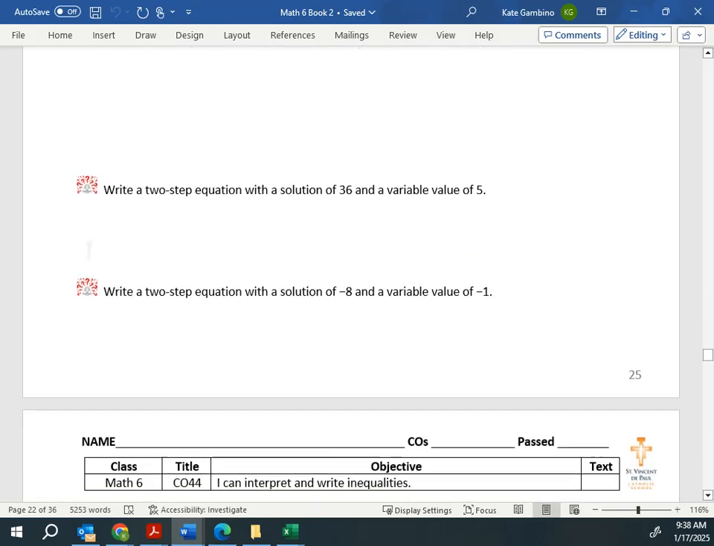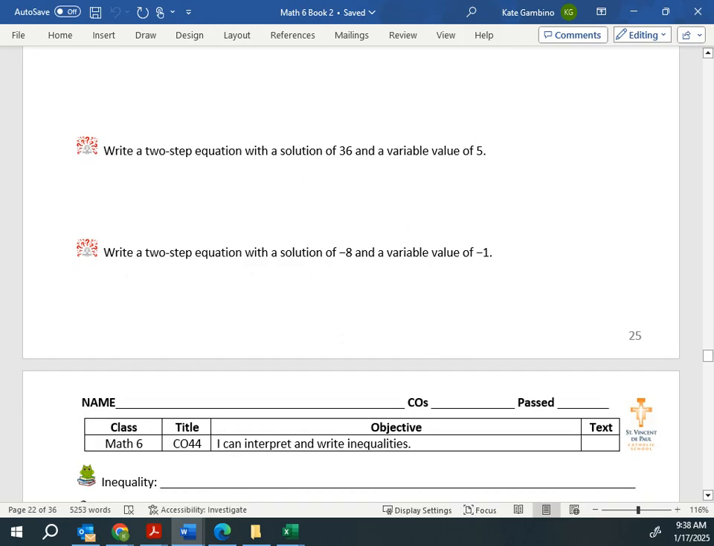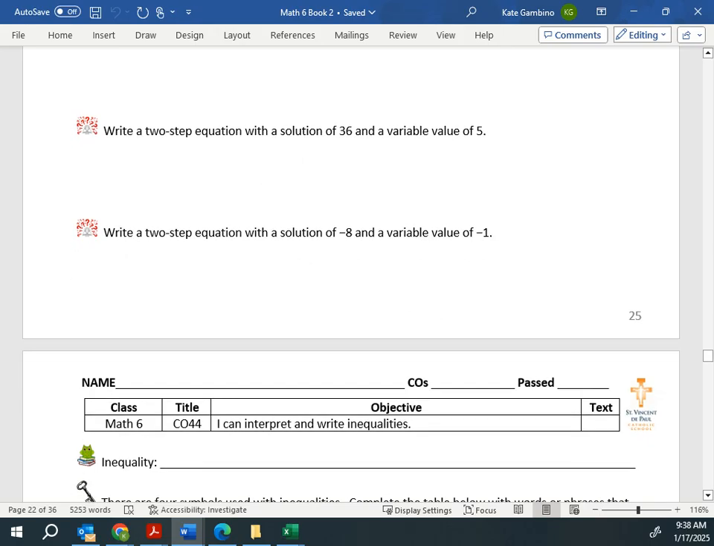On the bottom, you have to write a two-step equation with a solution of 36, so that means it needs to equal 36, and a variable value of 5. So I need to think to myself, what can I multiply or divide by 5, plus or minus a number, and equal 36? So I know my multiples of 5. I know if I did 6 times 5, that's 30. I could add 6 to that.